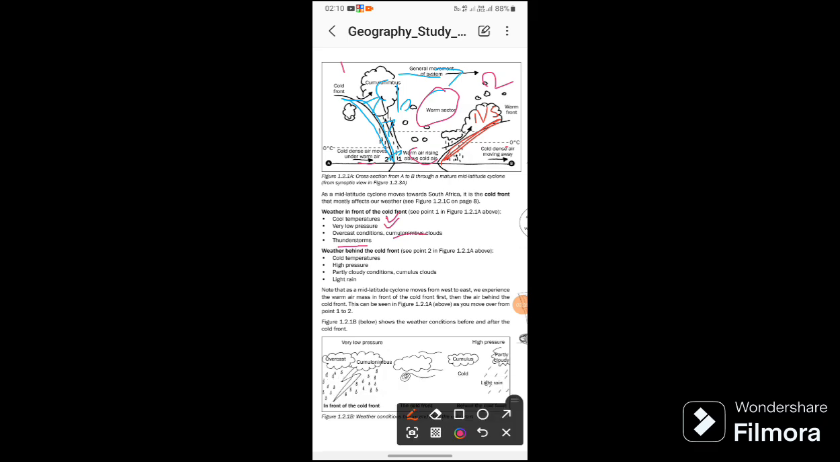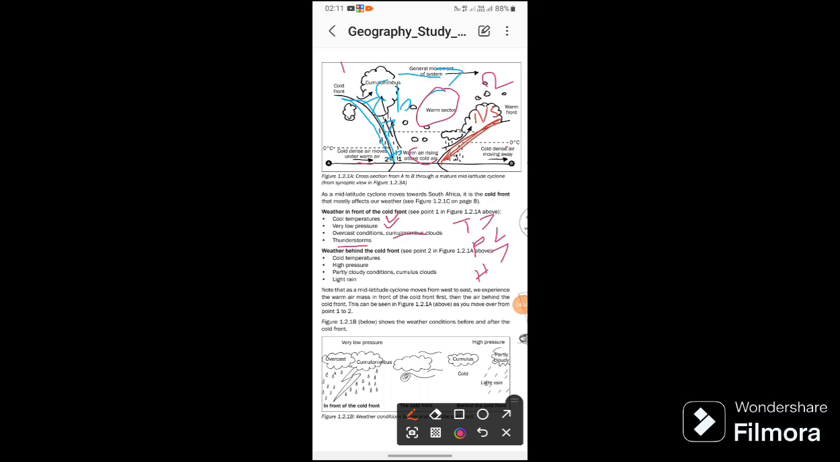You must know that when the temperatures are high, it means the pressure must be low, and humidity must be high. When temperature increases, pressure will decrease, and humidity will increase. This is the general knowledge you must know about the weather elements.